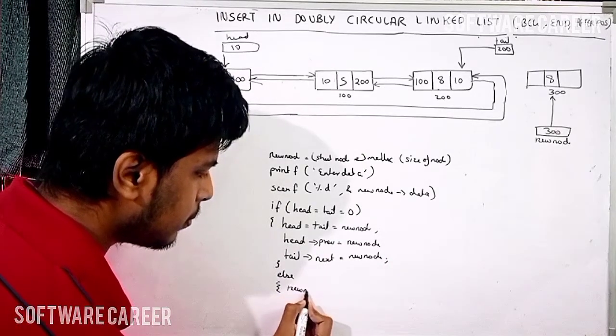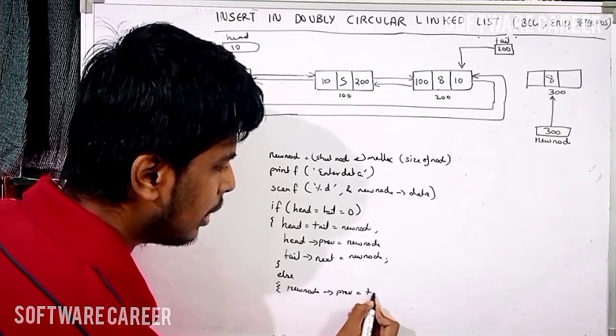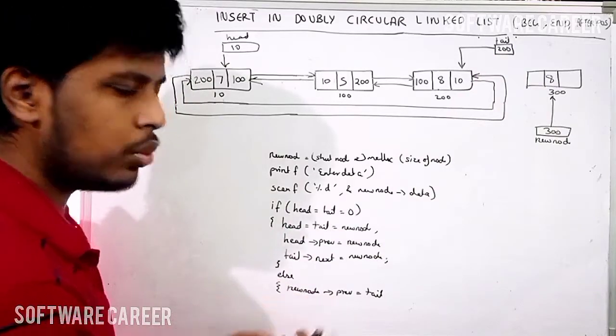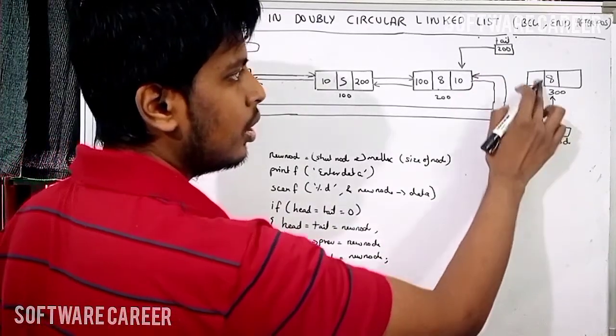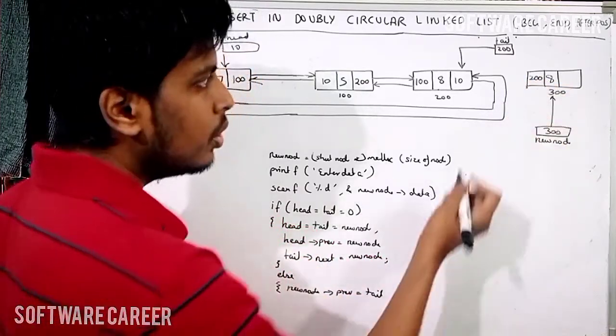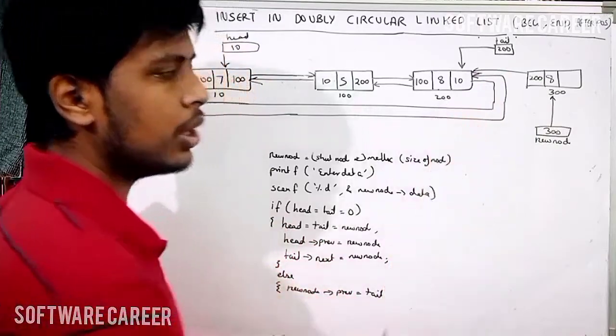New node previous equals to tail. Now what is tail? Tail is 200. I am putting 200 in new node previous. New node is 300. 300 previous here, here I am putting 200. So this pointer is pointing to the node which is having address 200.